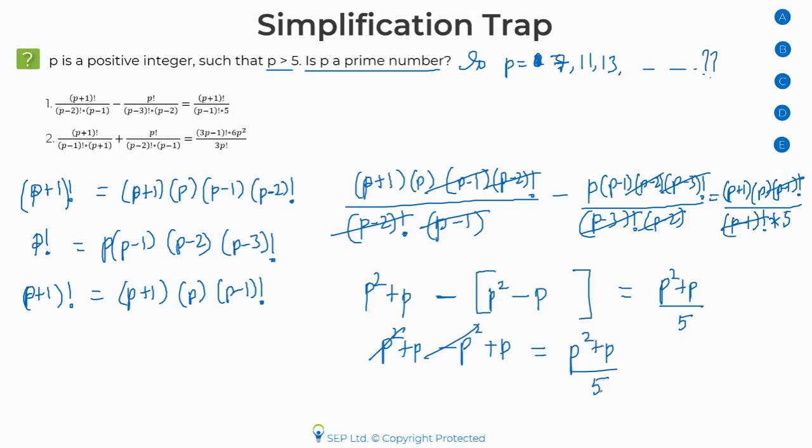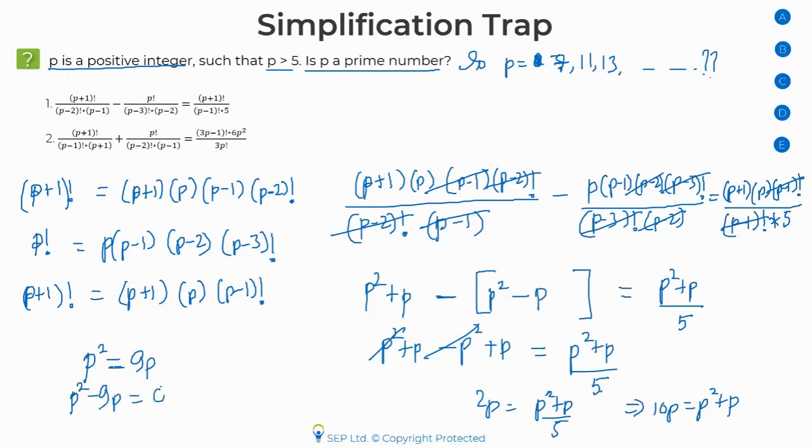So p plus p is 2p. Cross multiply. So 2p equal to p square plus p upon 5, which means 10p equal to p square plus p, which means I'll write on this side p square equal to 9p. Remember, p is a positive integer, but as a process, always try to do this. This means p times p minus 9 equal to 0, which means p equal to 0 or p equal to 9. We know that p equal to 0 is an invalid value because p is a positive integer. So from the first statement alone, p equal to 9.